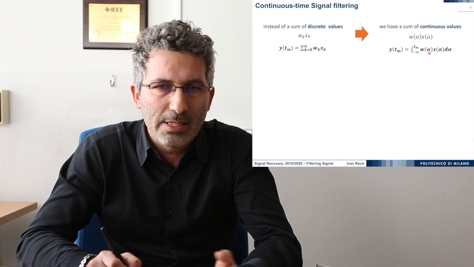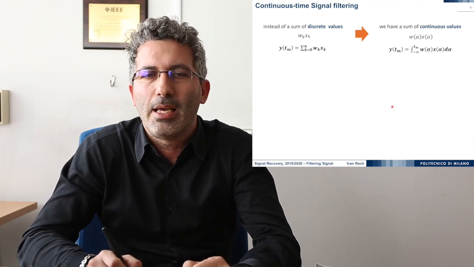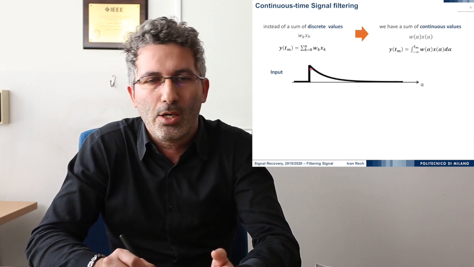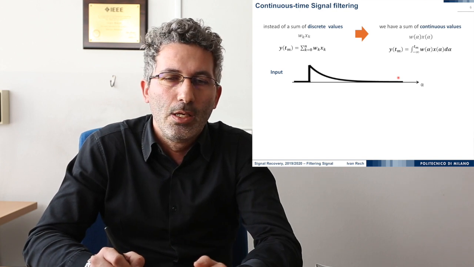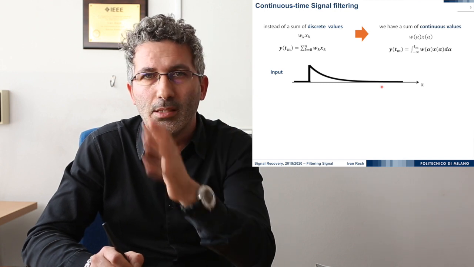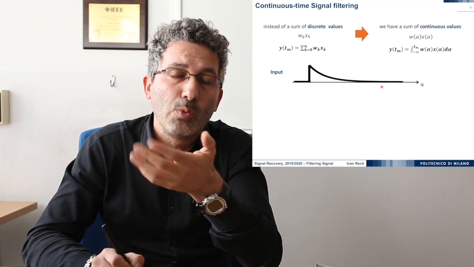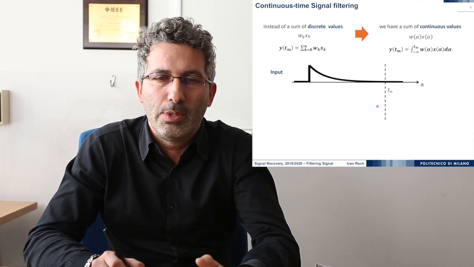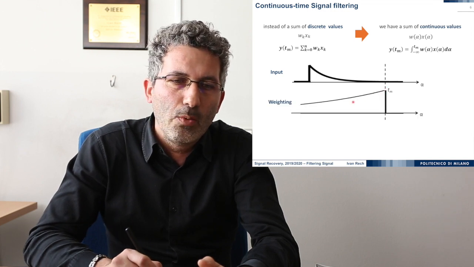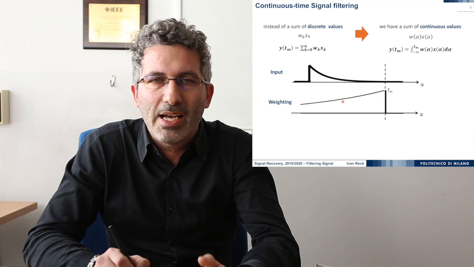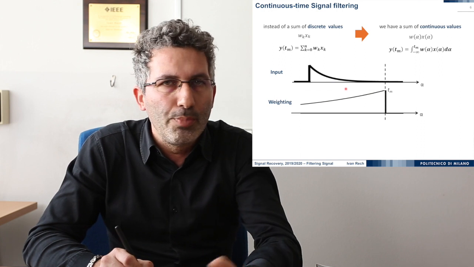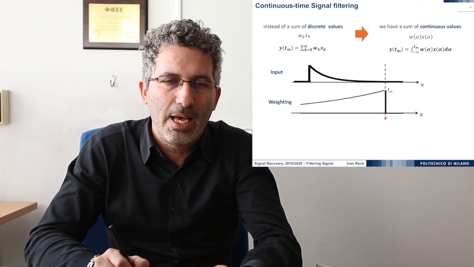So let's try to do the same things in continuous time. The input is always the same, but this time we no longer have samples, we just have a continuous signal. Likewise, we no longer have weights as in discrete time, but we will have a continuous function. So we take Tm here and apply the weighting function, which gives us the weight for each delta alpha. Let's compute the output at the value Tm.